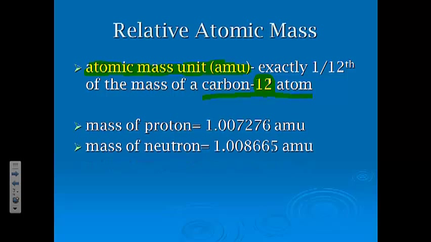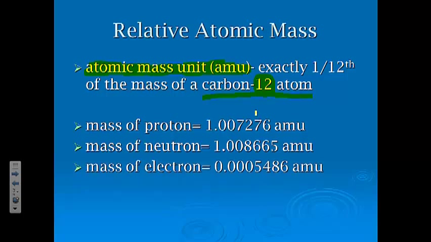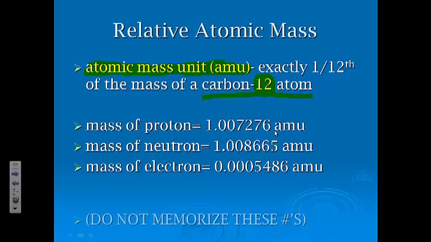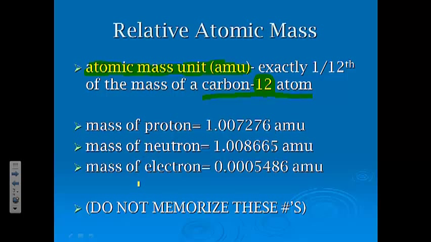So if there's 12 particles in the nucleus, each proton and each neutron is going to be about 1. And that's what you see right here. You see a proton is about 1.0007 whatever AMUs. Neutron is 1.0008665 AMUs. Mass of an electron is 0.005486 AMUs. Now you will notice I do not want you to memorize these numbers. The take-home message here is that protons and neutrons are about 1 on this whole AMU scale, and that electrons are about 1/1000th.